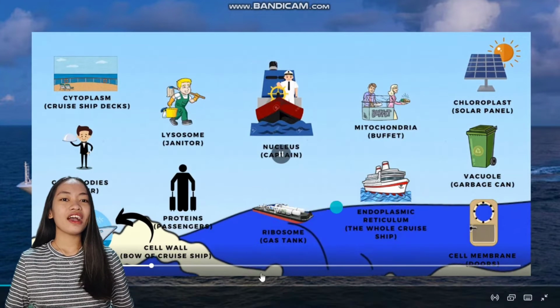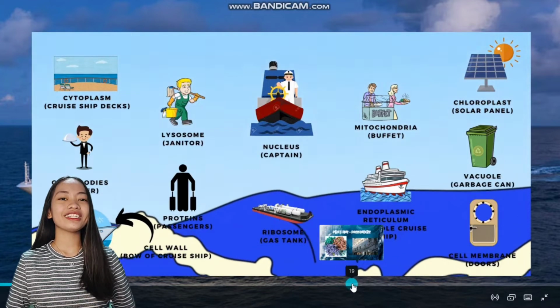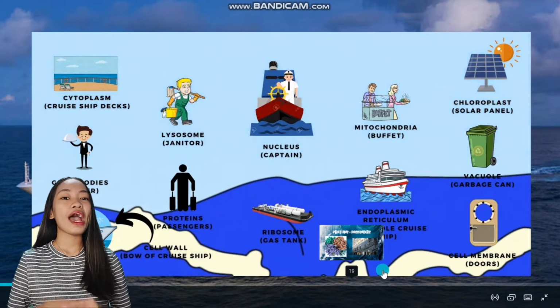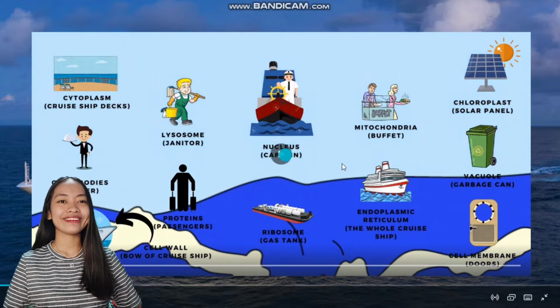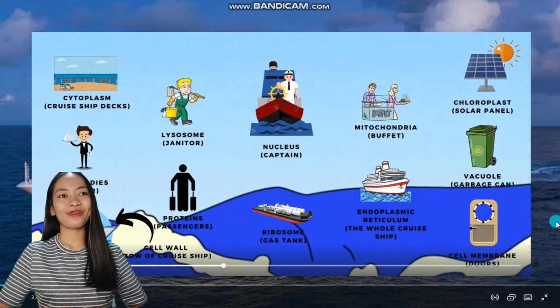As you can see, a cruise ship can represent organelles in a variety of ways. Now, I will discuss it one by one. So, first is the cell wall.